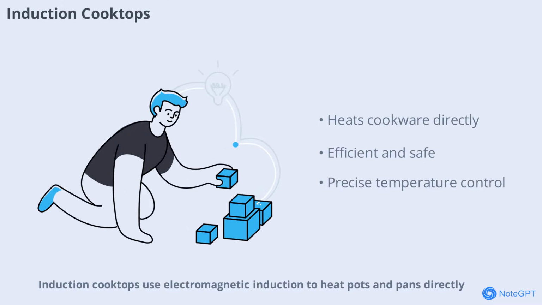Induction cooktops use electromagnetic induction to heat pots and pans directly. When the cooktop is turned on, it creates a changing magnetic field that induces electric currents in the metal cookware. These currents generate heat, cooking the food efficiently and safely. Induction cooking is faster and more energy efficient than traditional methods, with precise temperature control.